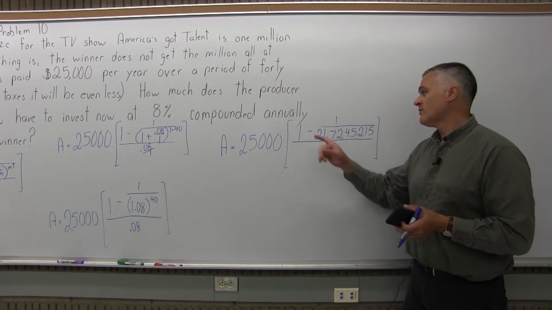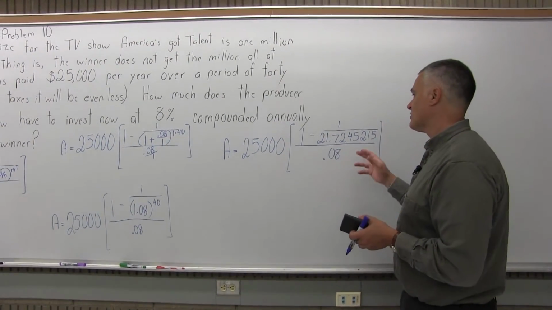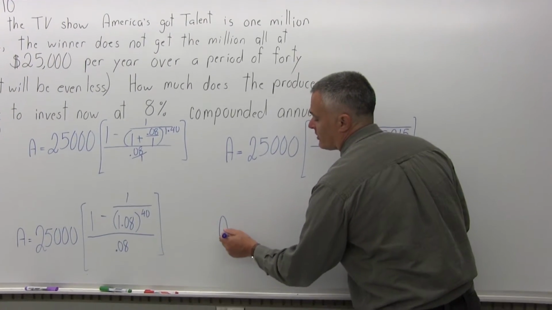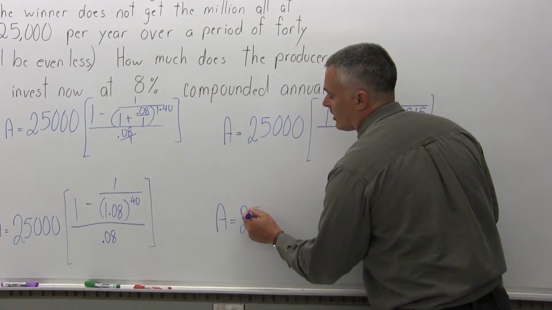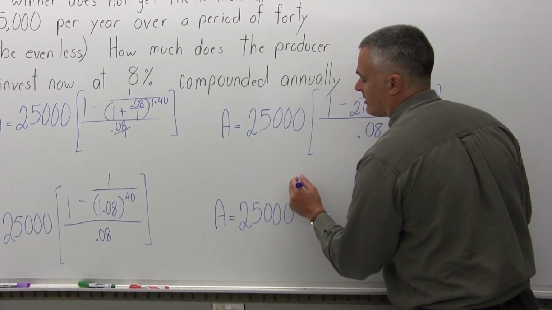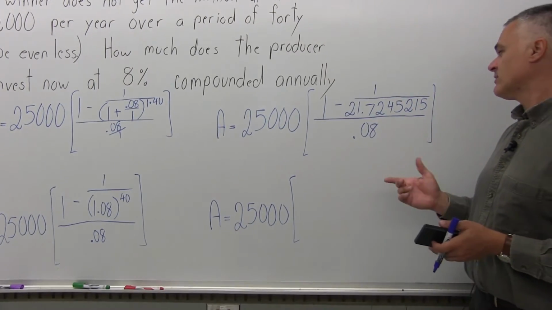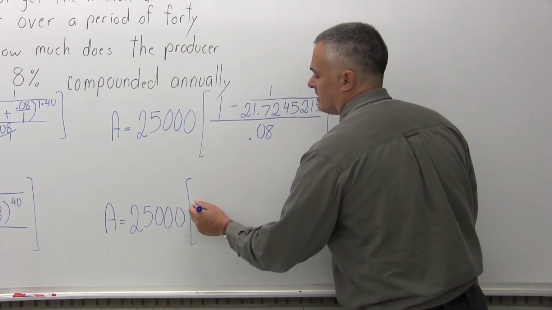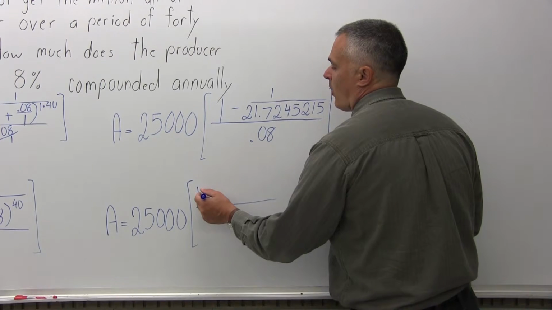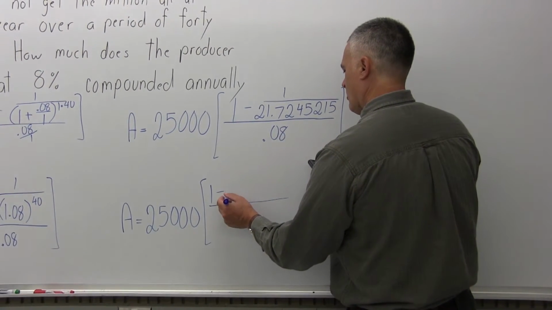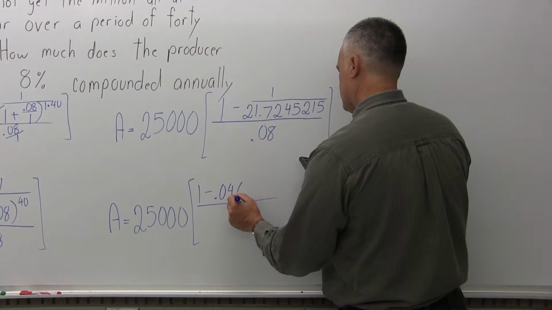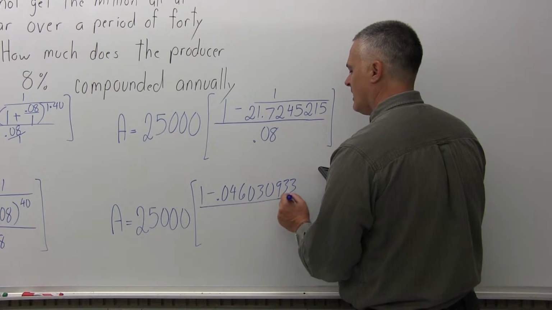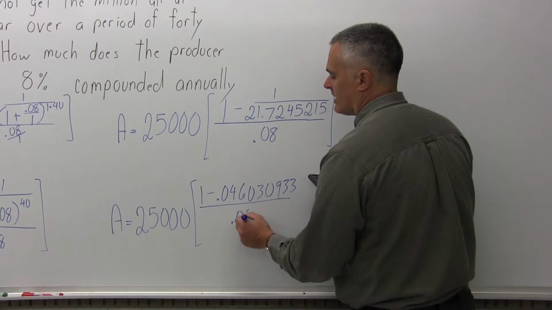So in the numerator of the brackets, I have 1 minus a fraction. I want to reduce the fraction. It's 1 minus 1 over 21.7245215. Let me divide that out. Again, you can divide the whole thing out by re-entering all those digits, or you can just press the 1 over x key on your calculator when the 21.7245215 is on the screen. That's how I'm going to do it. So however you do it, once you complete the division, the numerator of your brackets will have 1 minus 0.0460300933, and the denominator of the brackets would have 0.08.